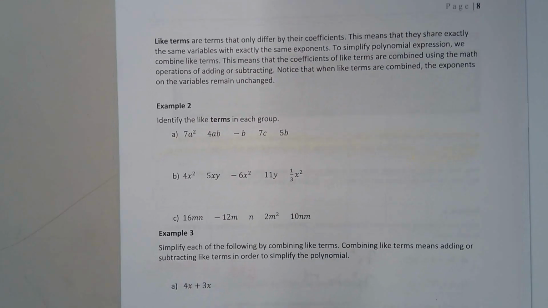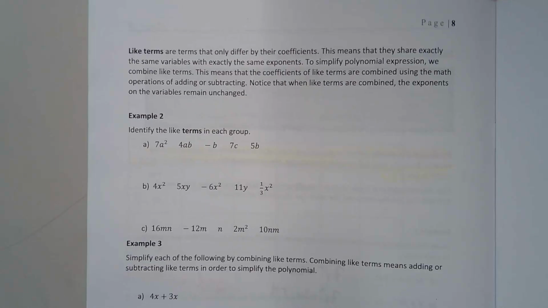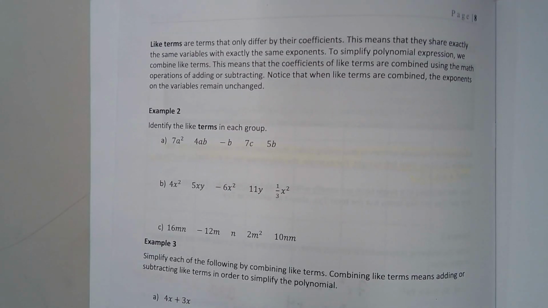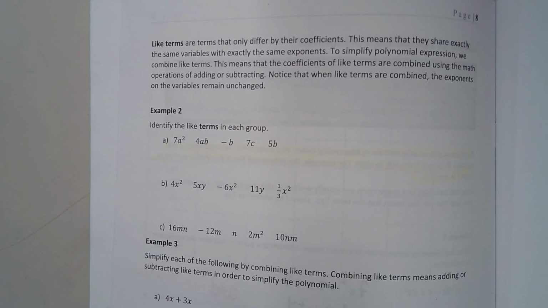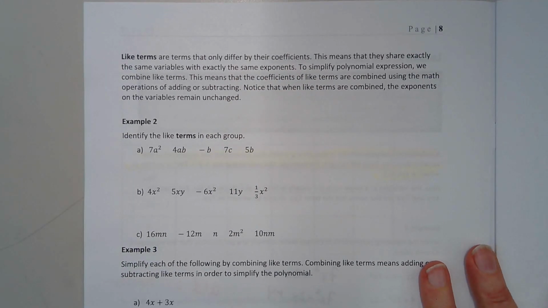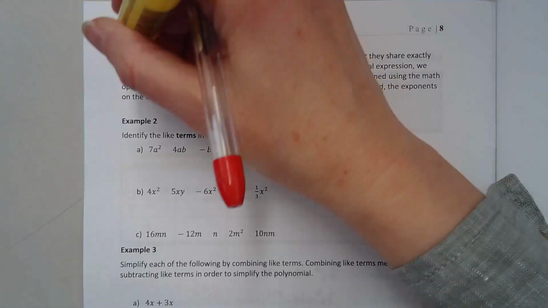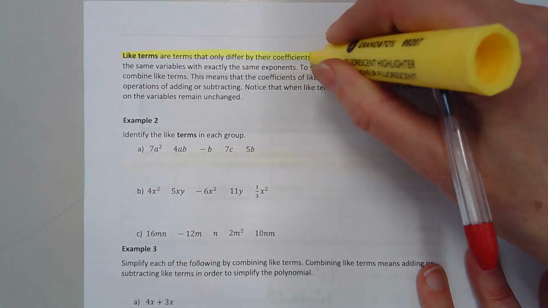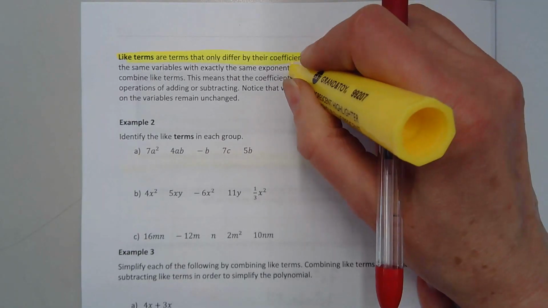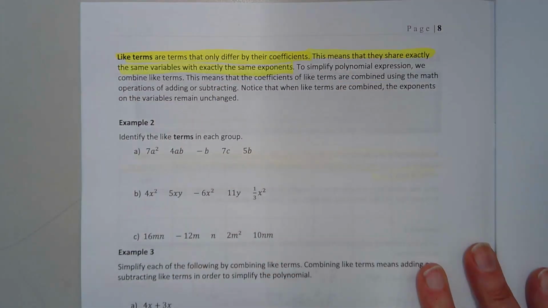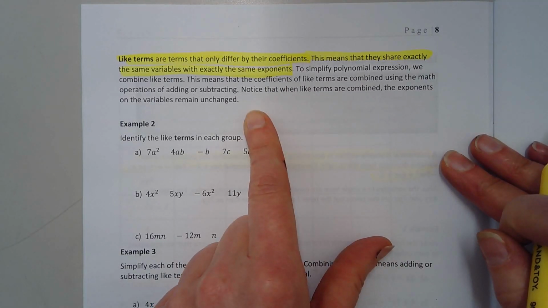Okay. All right. Like terms. As I said, when we had a big arithmetic statement, we just kept adding all the numbers together to get one value. That's not always the case with polynomials, because polynomials can only be combined if they are like terms. So like terms are terms that only differ by their coefficients. What does that mean? That means they share exactly the same variables with the same exponents. So to simplify polynomial expressions, we can only combine like terms.